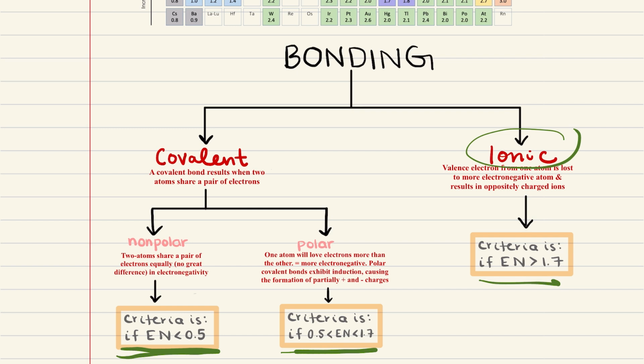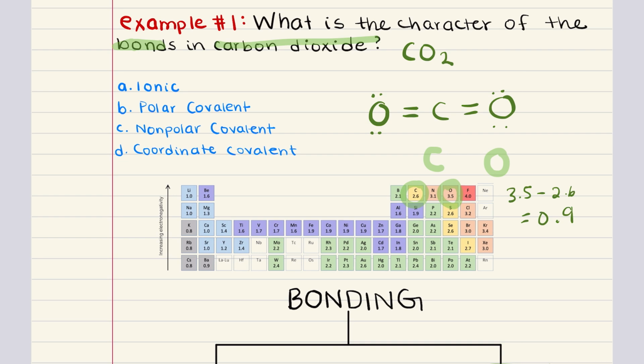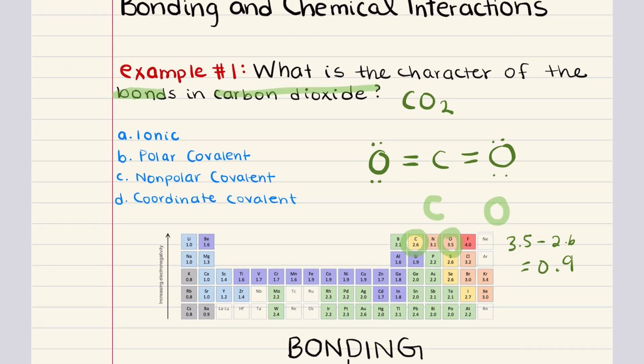Now, we just calculated an electronegativity difference of 0.9 between carbon and oxygen. This falls in the range that would classify it as a polar covalent bond. So the character of the bonds in carbon dioxide are polar covalent bonds. The correct answer here would be B.